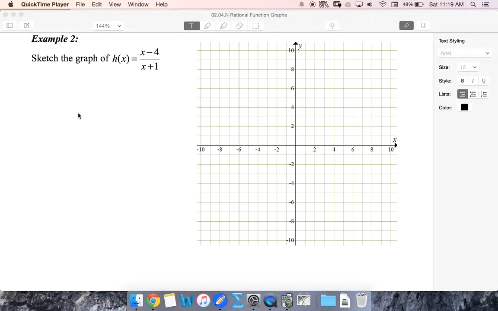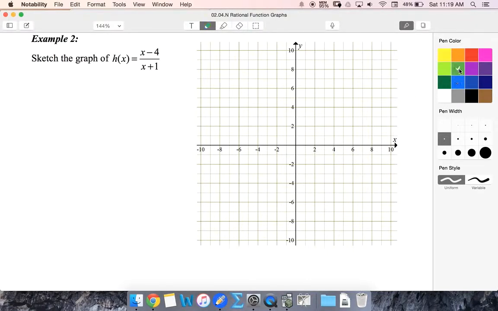So like I said in the last video, we care about our key points. Here our key point is going to be x equals -1. I'm not allowed to equal -1, so that's going to make an asymptote. Let me put that in with green. Here's my x equals -1.